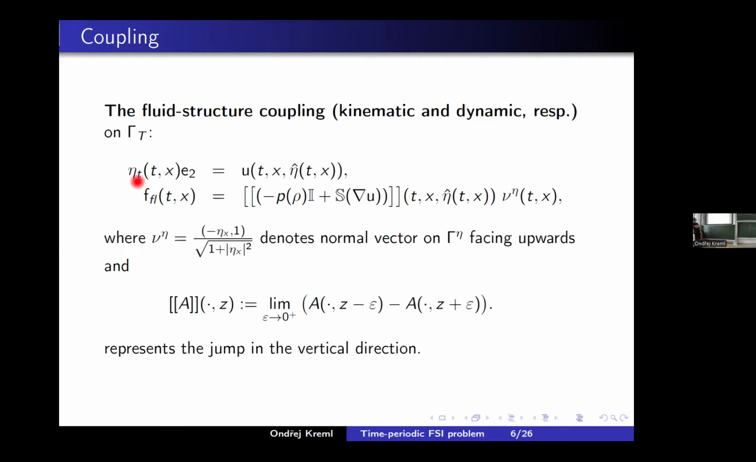by which the fluid acts on the beam is simply the jump across the beam. So basically, the difference between the value at the bottom and the value at the top of the beam. So this is here: minus pressure times identity plus the stress tensor.